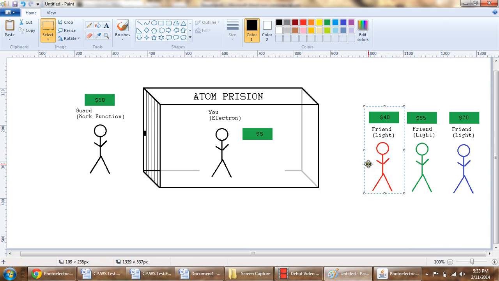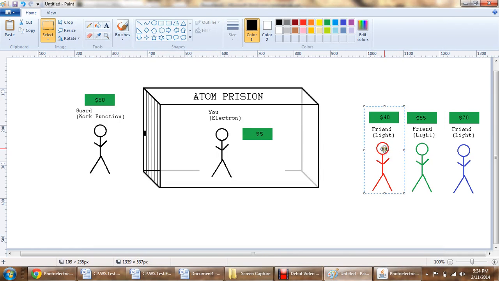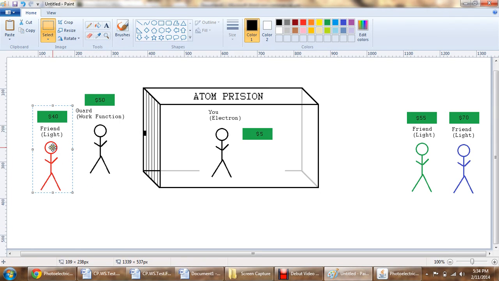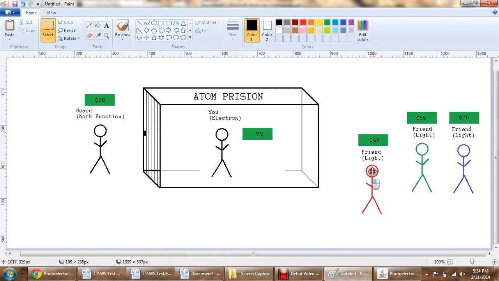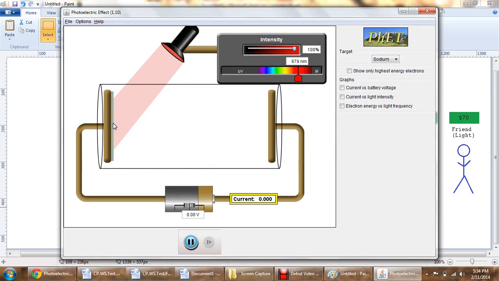So we'll use red light, which in our analogy did not have enough energy. The electrons could not break free. So your friend, red light, comes along to the guard and says, "Hey, I got $40." The guard says, "No, thank you," and turns your friend away. Nothing happens to you. You're still stuck in prison. Just like the red light hits the metal plate, there's not enough energy to break free. Nothing happens to the electrons.